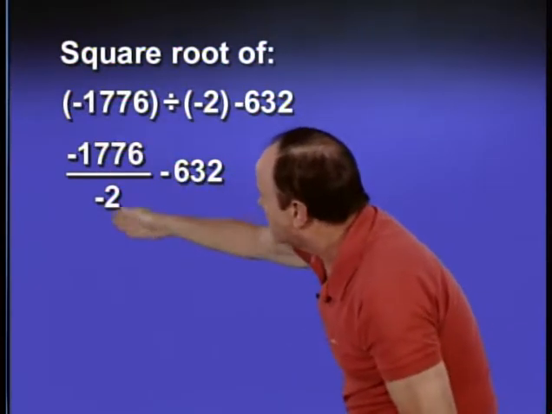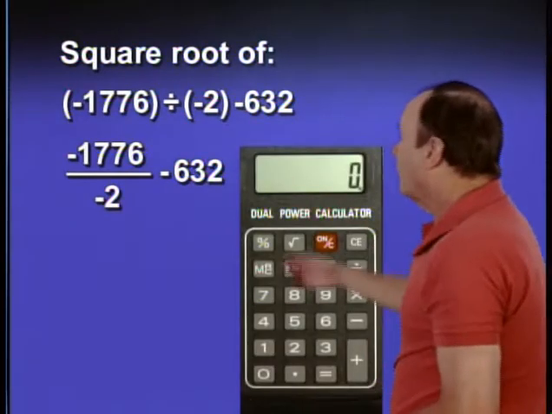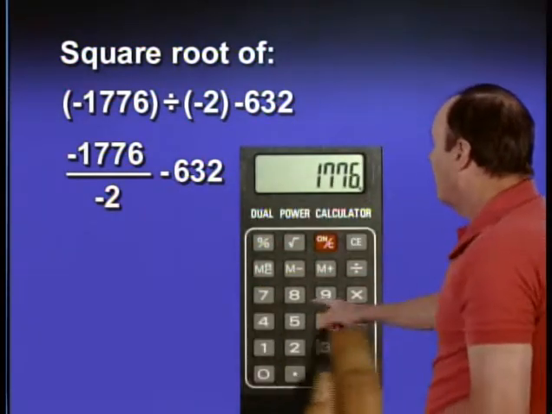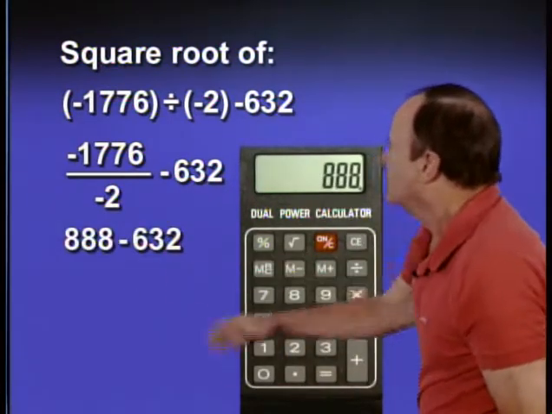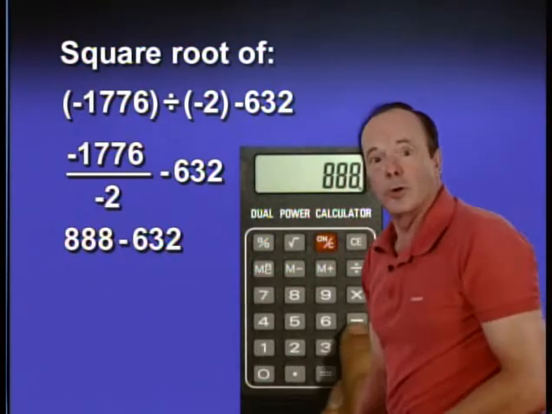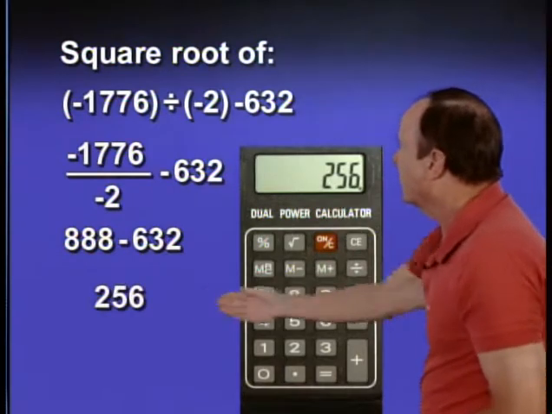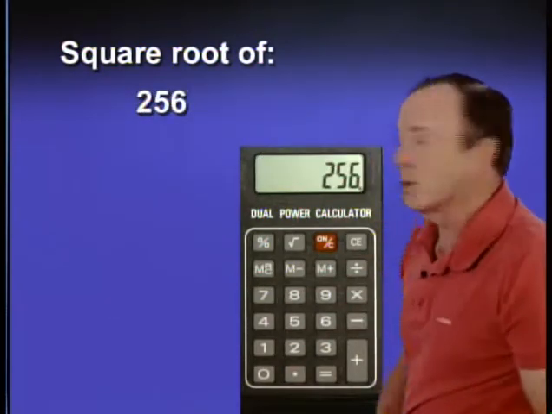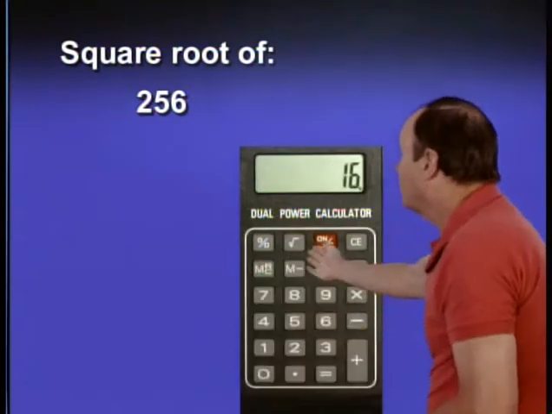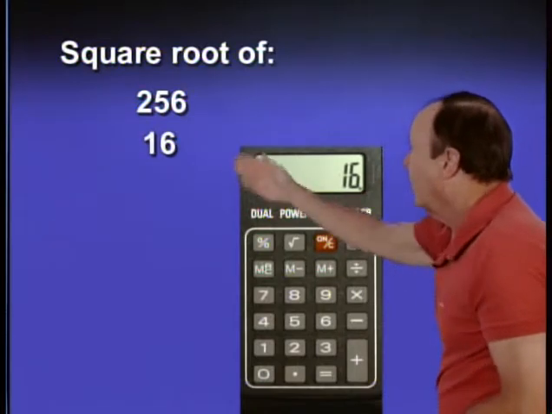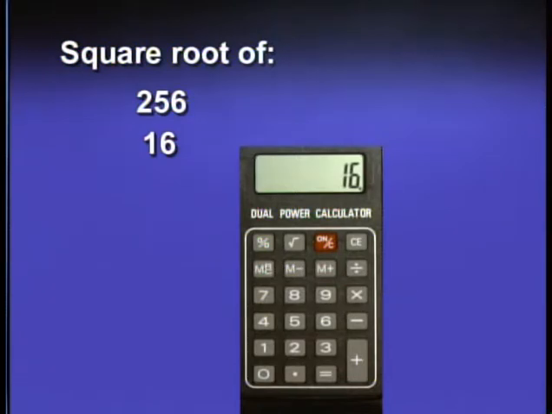Okay, first of all, these minus signs actually cancel each other out. So if you want to use your calculator to do this, all you have to do is take 1776 divided by 2, and you find out that that expression works out to 888. So now it's 888 minus 632, so all we have to do is subtract 632, and we get 256. Now they want to know the square root of this, so it's the square root of 256. So using your handy dandy calculator, all you have to do is hit the square root symbol and you get 16, and the correct answer is 16. So see, with this calculator, there's nothing to it.